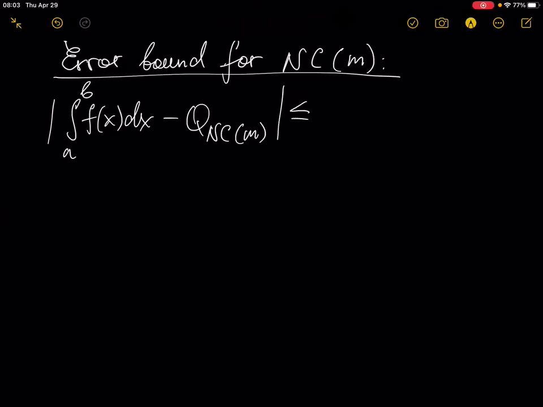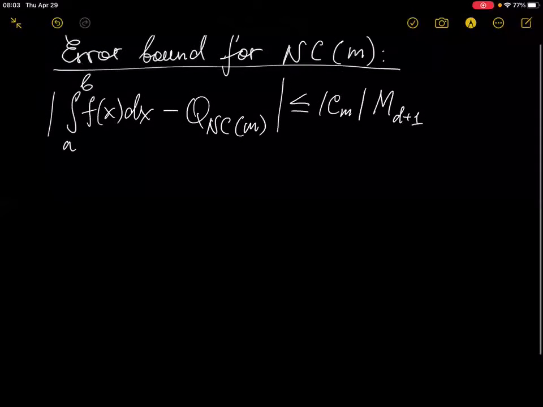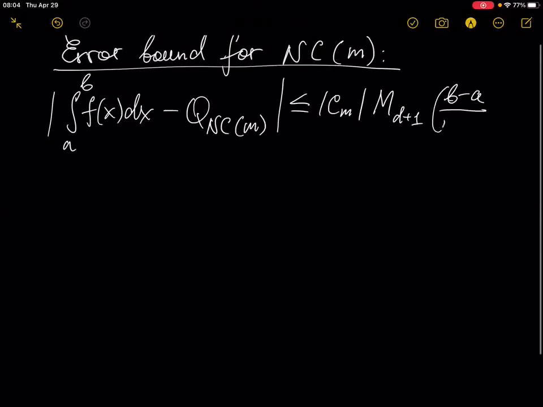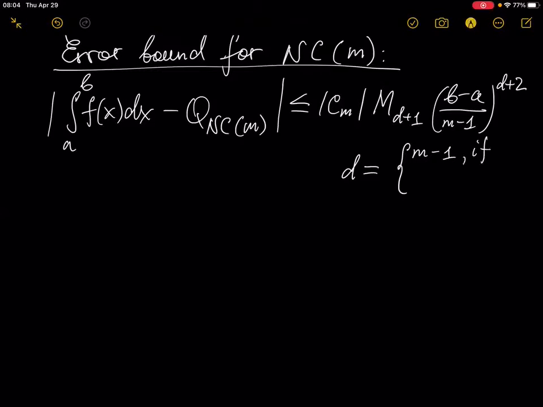So, bounded on the top, this absolute value is no more than some constant C_m, M_{d+1}, (b minus a) over (m minus 1), to the power d plus 2. Here d equals m minus 1 if m is even, and equals m if m is odd. This constant is defined only by m. Pay attention, it doesn't depend on the function.